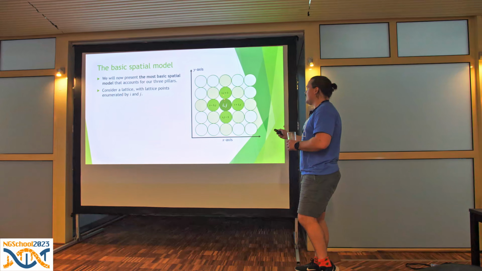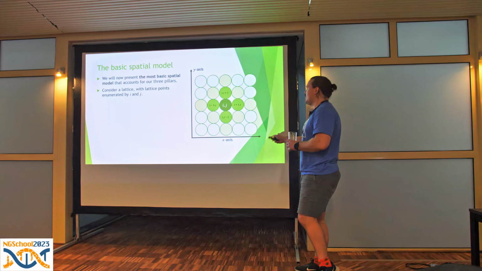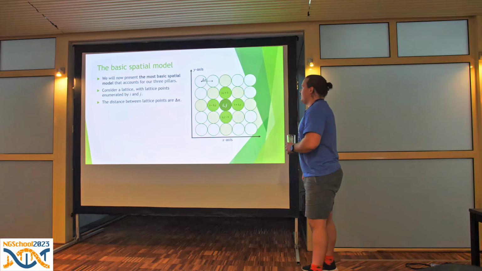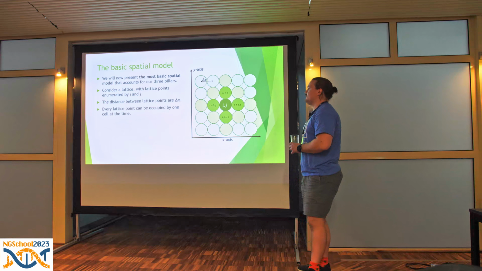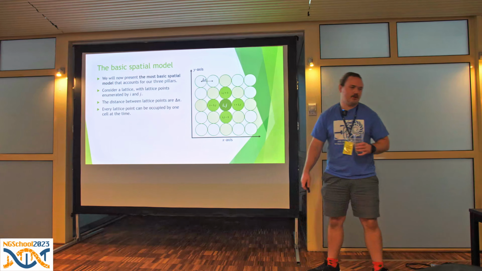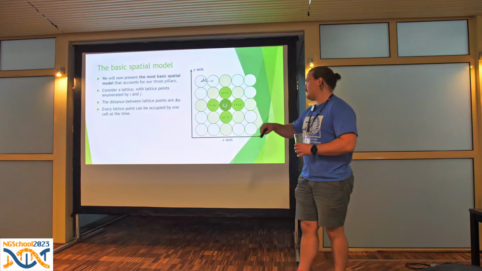And so let's say we are in this dark green lattice point here. Our nearest neighbors are the slightly less dark green guys here. So we only count these 4 guys as our neighbors, and the other ones are not reachable from this lattice point. And the distance between the lattice points is delta x. That might be important later. And let's state the rules for this model. Each lattice point can be occupied by one cell at a time.